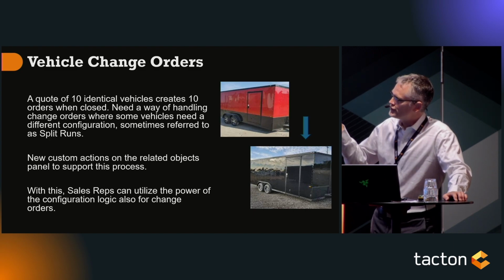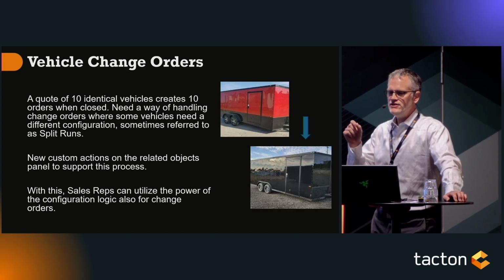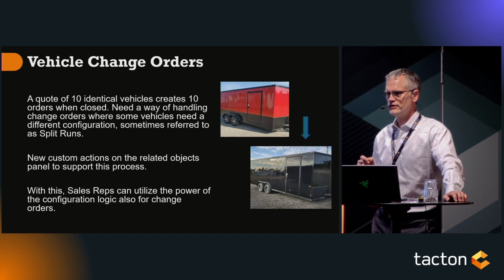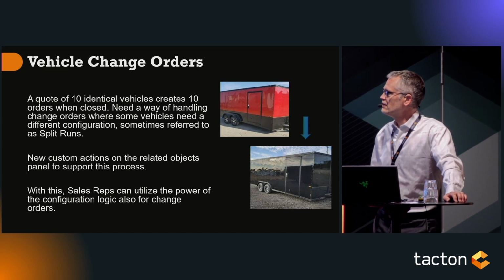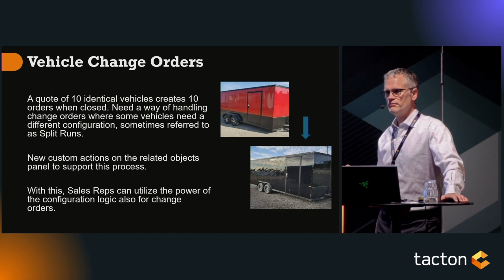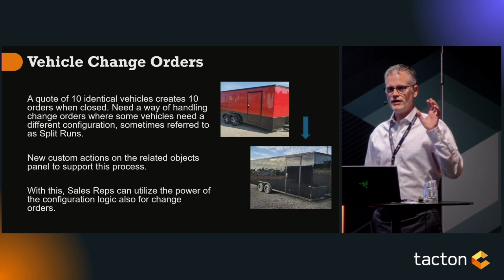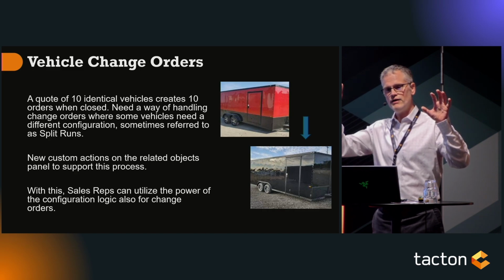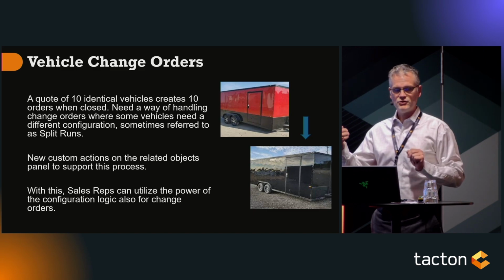This is referred to as split runs or split builds in the vehicle industry. Each vehicle typically gets to be its own order in ERP because it has a vehicle identification number and gets delivered individually. So what people often do is set up an order object in CPQ and map that to the order. When they place the first order, you have a configured product with quantity 10, and then you have 10 orders attached to that one, displayed in the related objects panel.